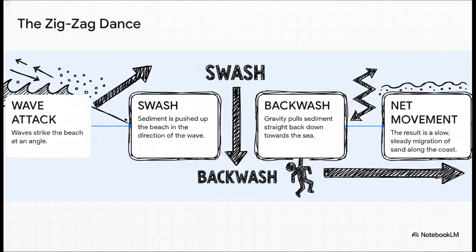So a wave comes in at an angle, and it pushes sand up the beach in that very same direction. We call that the swash. But then good old gravity takes over, and gravity doesn't care about angles. It just pulls everything straight back down toward the sea. That's the backwash. This constant angled push and straight pull creates this net zigzag movement. It's basically a slow but relentless river of sand flowing right along the coastline.